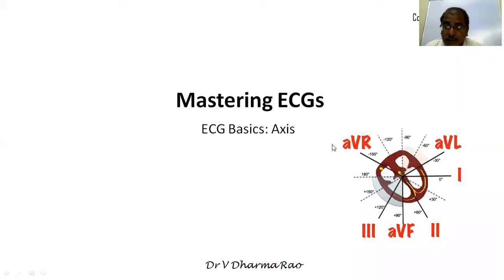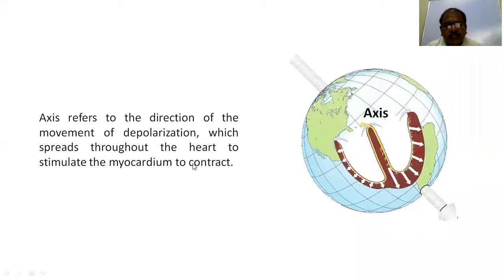There are many methods, but we will discuss two methods. One is the quadrant approach method, and the second one is the isoelectric approach method. These are the two methods which we will be discussing. Before we start, we must know what we mean by axis. What does axis mean?